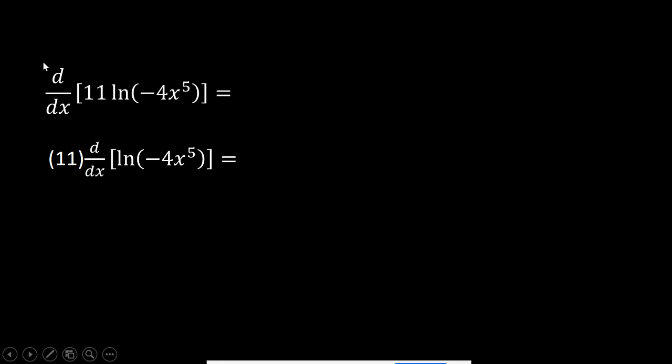That 11 can be brought out. It's important that if it was 11x, it could not be brought out, but just because it's a constant, we can bring it out. So I'm just dealing right now with 11 times the derivative of this. Well, this is where we were in the last few examples. So let's call this u. So there's my u. Now remember, we have a rule here, but I just want to remind you that I'm now taking 11 times that rule.